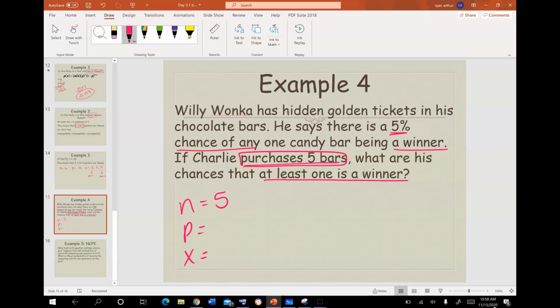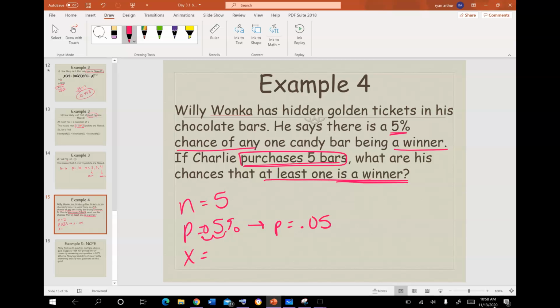Now pay attention to what the question is asking, because it could say what's the probability of it being a loser, and you would have to find the opposite percent, okay? But it does say he wants to be a winner, 5% chance. Well, you have to change that to a decimal. Remember the decimal's right there, and you have to move it 2 places to the left. So my P is 0.05.